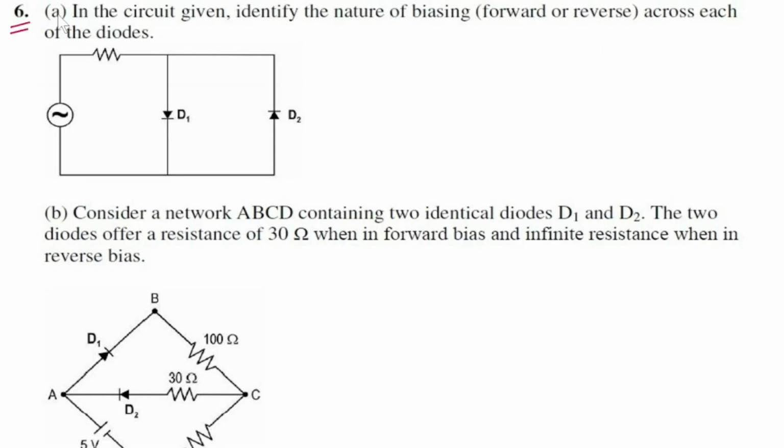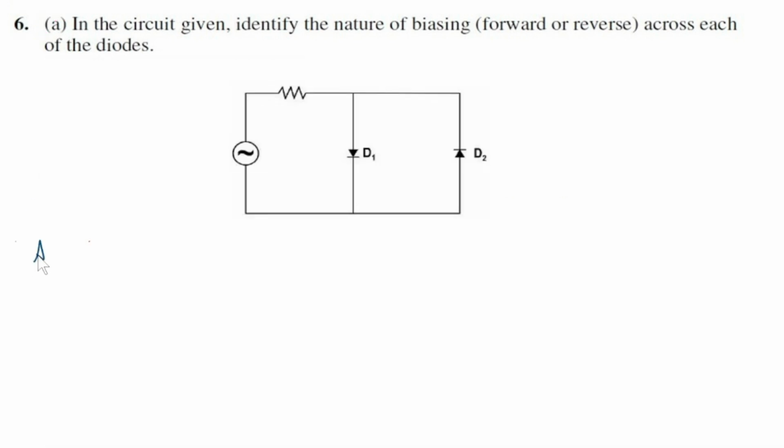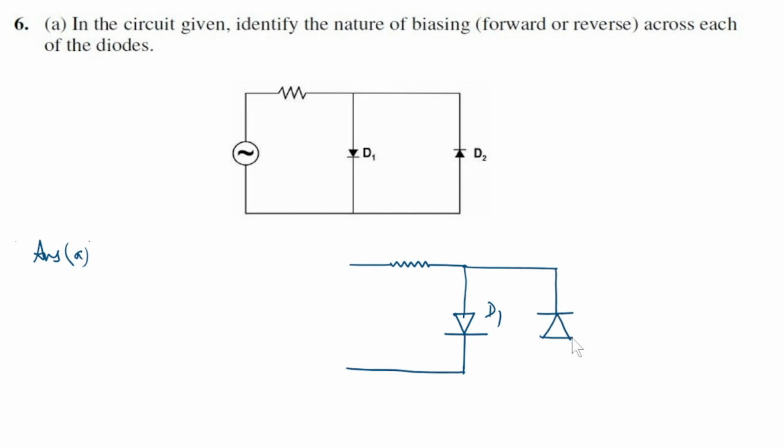Question number 6. It has two parts, part A and part B. I would like to assign 1 mark for part A and 2 marks for part B. Answer part A. For the positive half cycle, terminal A is positive and terminal B is negative, and this will ensure that diode D1 is forward biased and diode D2 is reverse biased because of the obvious reasons.